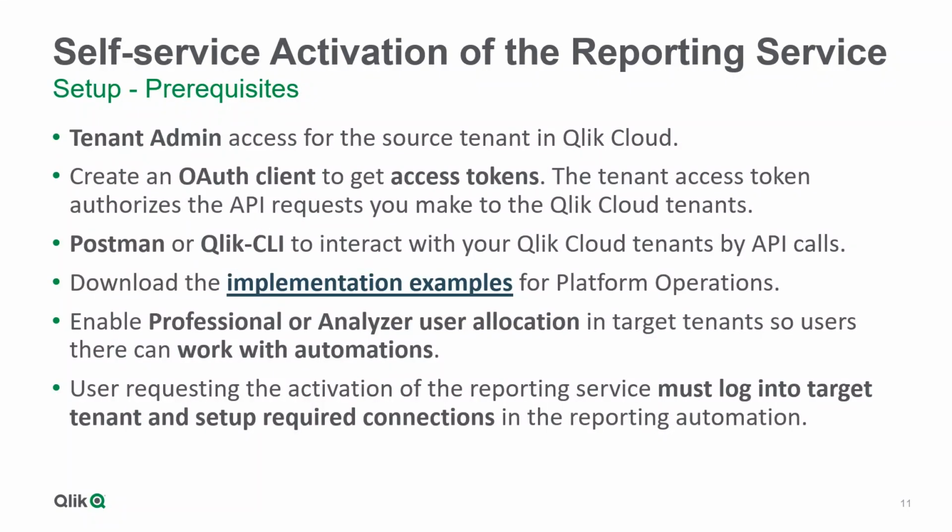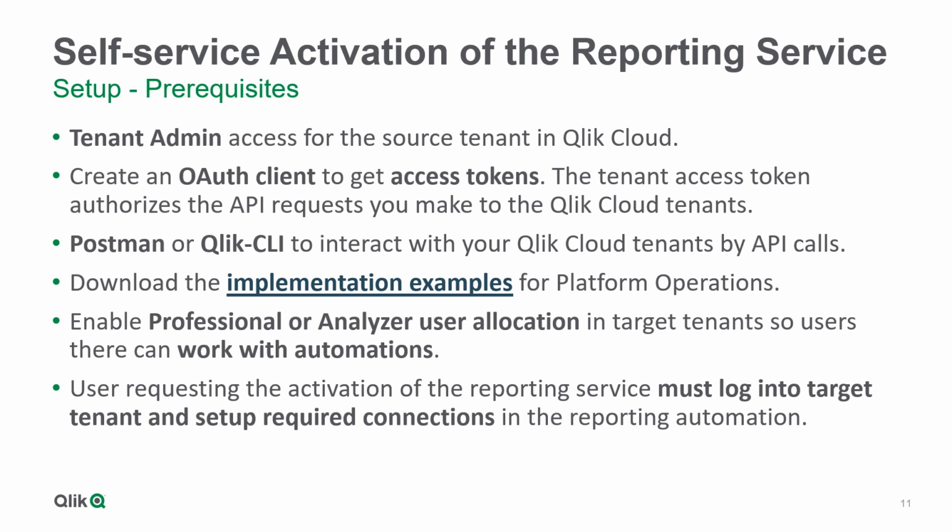Next, we're going to see how to activate the self-service model for the reporting service. Here you can see some prerequisites. Make sure you have tenant admin access for the source tenant in Qlik Cloud. You're going to need to create an OAuth client to get access tokens. The tenant access token authorizes the API requests you make to the Qlik Cloud tenants.